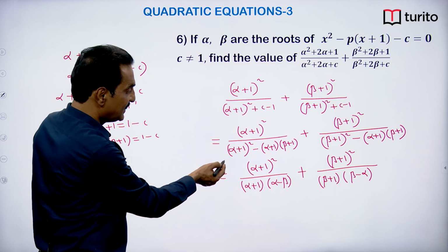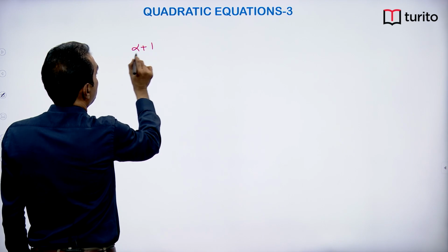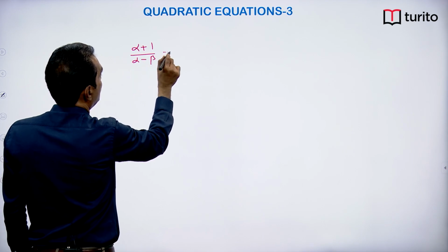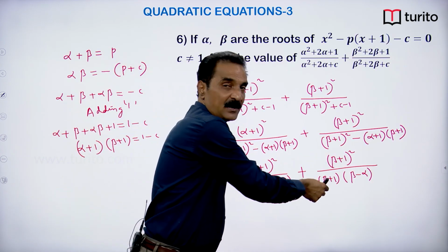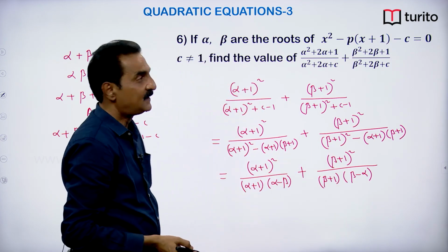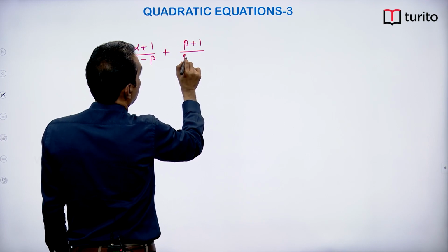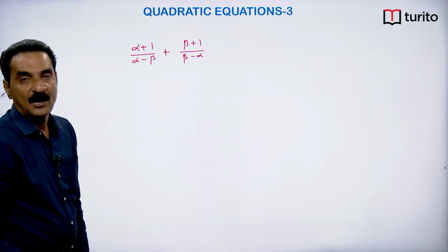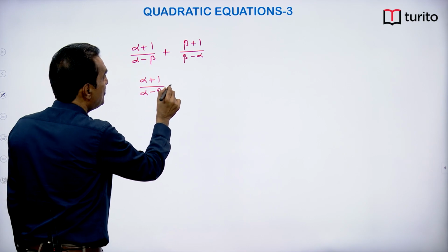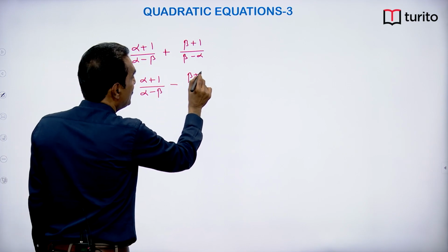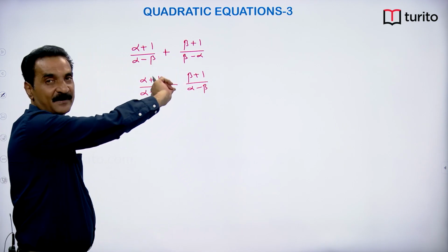I will write in the next page. First term will be alpha plus 1 by alpha minus beta, plus, second term is cancelling beta plus 1, you will get beta plus 1 by beta minus alpha. Now, I can write this as alpha plus 1 by alpha minus beta minus beta plus 1 by alpha minus beta. Can't I write? Changing plus to minus, I can write alpha minus beta.